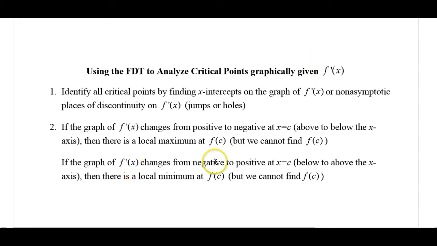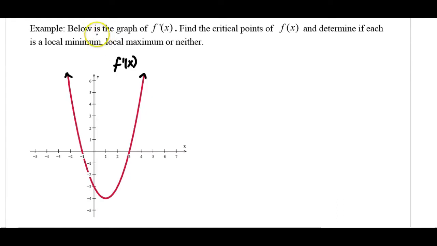And if the derivative changes from negative to positive at x equals c, from below to above the x-axis, then there's a local minimum at f of c. But again, we cannot find f of c if we don't have the original function. Alright, first example. Below is the graph of f prime of x. Find the critical points of f of x and determine if each is a local min, local max, or neither.